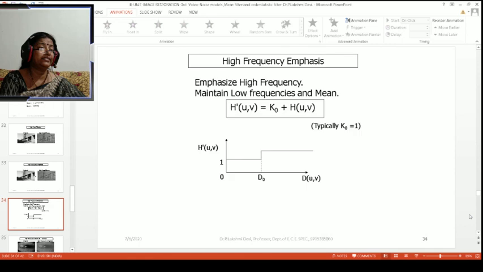High frequency emphasis emphasizes high frequencies while maintaining low frequencies, that is, h dash of UV is equal to k naught plus h of UV. Typically k naught is equal to 1. In this case, h dash of UV, the cross-sectional view of high frequency emphasis, is shown like this. It allows low frequency components as well as the high frequency components after d naught, which improves the clarity as compared to the high pass as well as low pass.